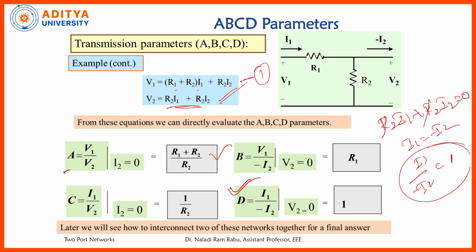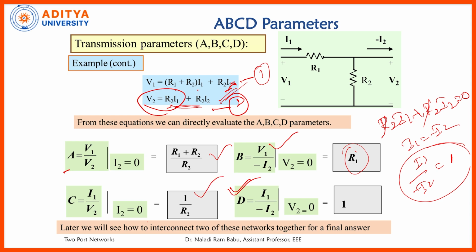For B, V2 equal to 0, and if I substitute it, we will be getting V1 by minus I2, which is R1. We got this. Now, I2 equal to 0. If I substitute I2 equal to 0 in equation 2, it will be V2 by I1 is equal to R2. Therefore, I1 by V2 is equal to 1 by R2, which is C.